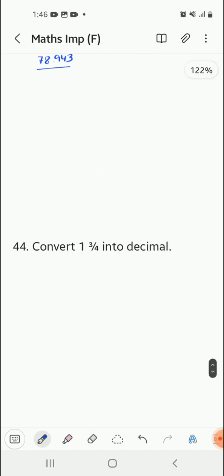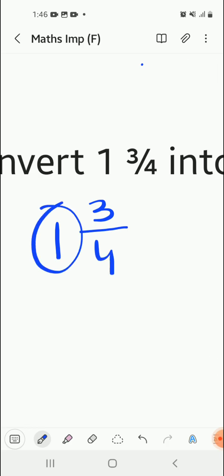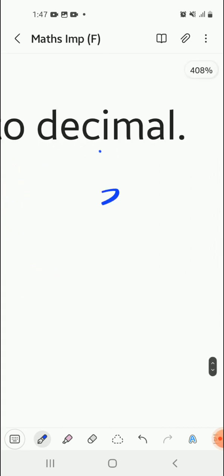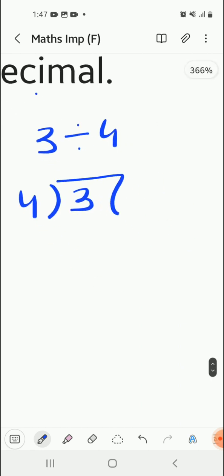Moving on to number 44. Convert 1 3 by 4 into decimal. Very simple. 1 3 by 4. 1 is given as a whole number, so write it as 1. And for 3 by 4, we need to do a process. That is 3 divided by 4. That is 3 here and 4 here. So we can write it in this manner.